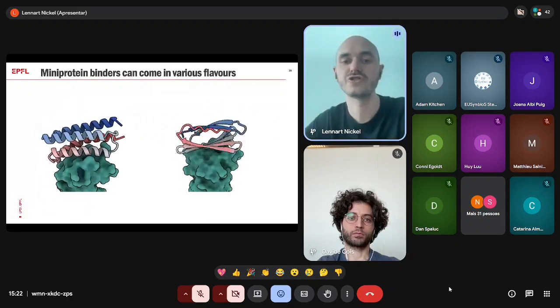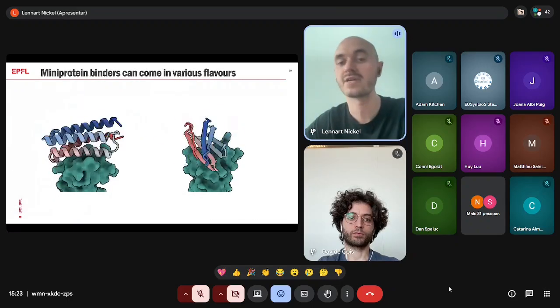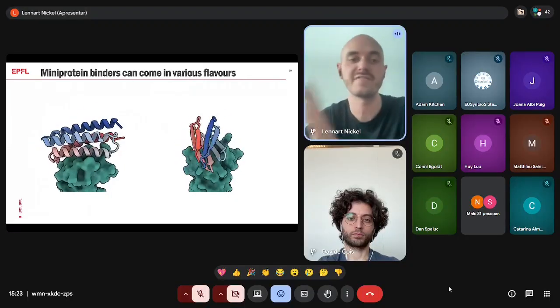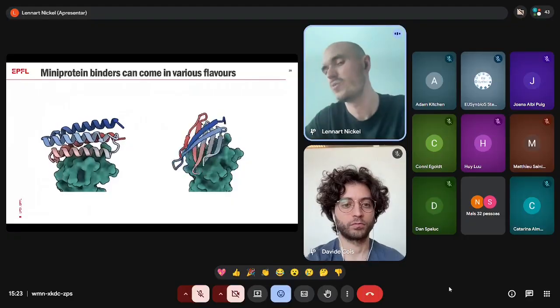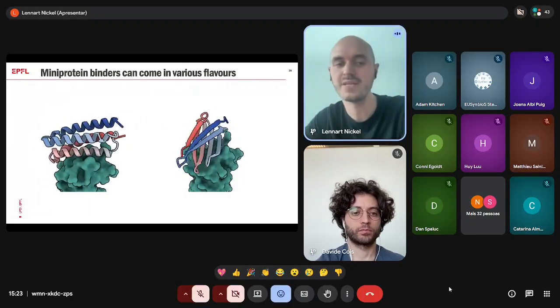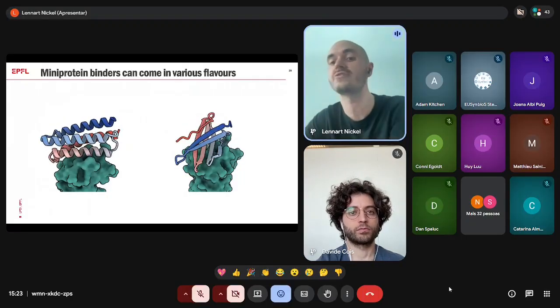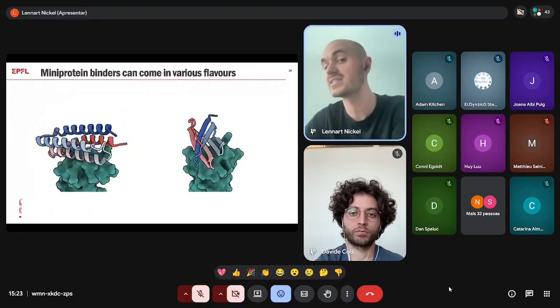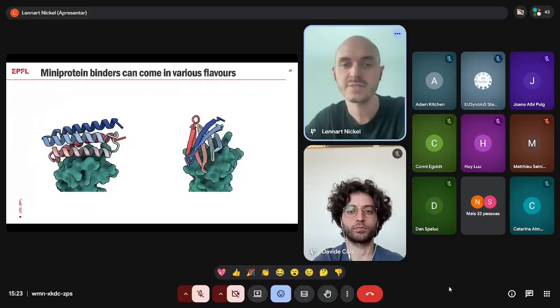Now, if you look at the trajectories of these binders, you can see that the binders that come out of the pipeline can actually look very different. You have here on the left a purely helical protein, which, to be honest, is how most of the miniproteins look. And on the right, you have a purely beta-sheeted binder, which is a rarer case, but you can enforce it.